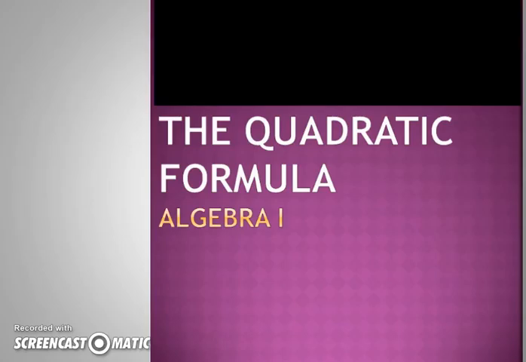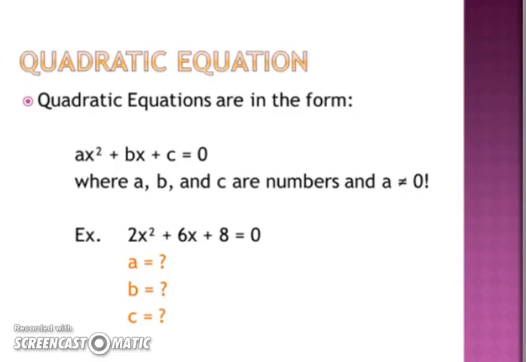This lesson is for quadratic equations and using the quadratic formula to solve quadratic equations. So a quadratic equation is always going to be written in the form of ax squared plus bx plus c equals 0. And a, b, and c represent numbers, and a cannot equal 0.